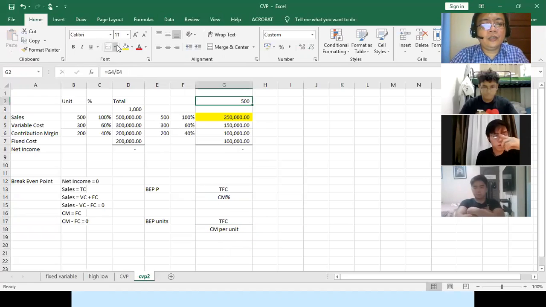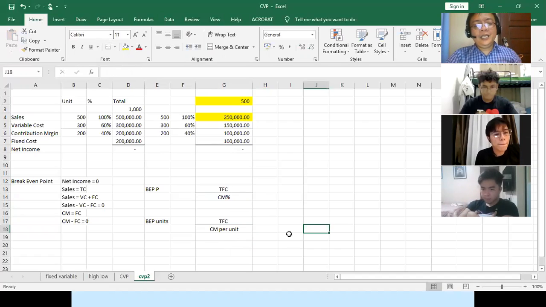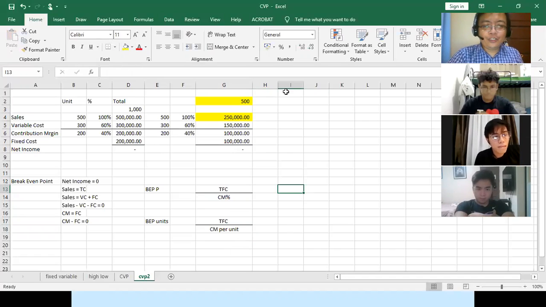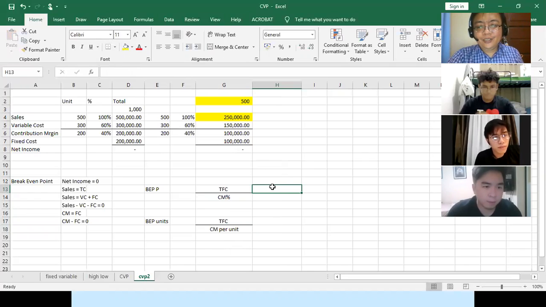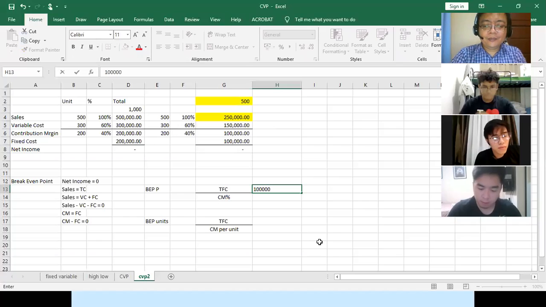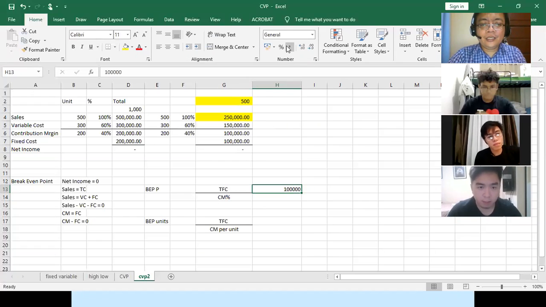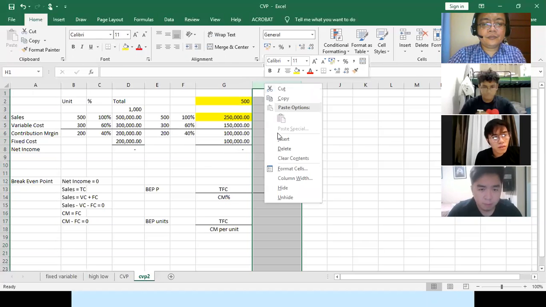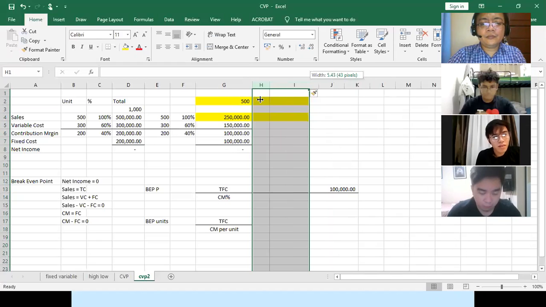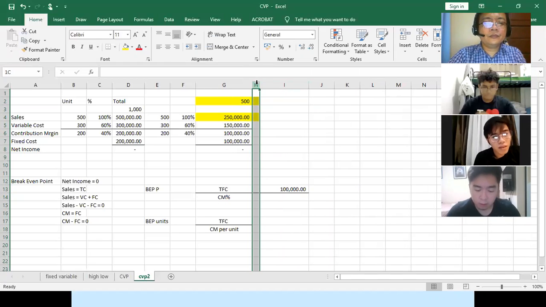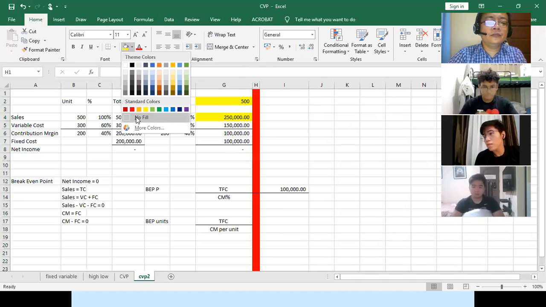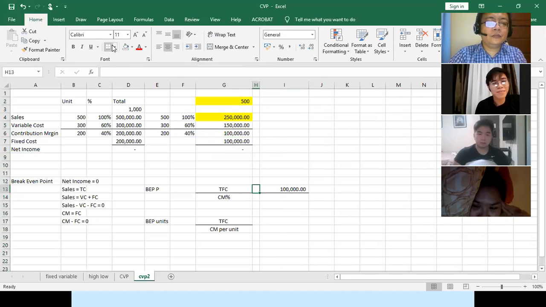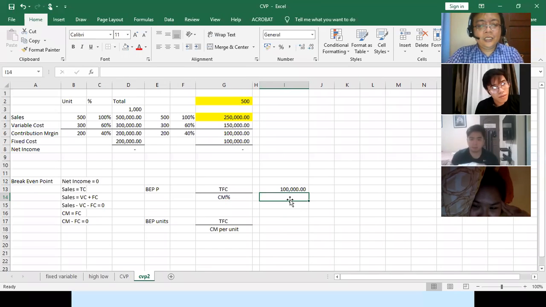Alright, this is the answer. Magkano? Sige, kung tama yan, sir. Baka niloloko niyo lang kami, no? Alright. Magkano yung total fixed cost? 100,000. Tama ba? 100,000. You divide it by the CM percentage.